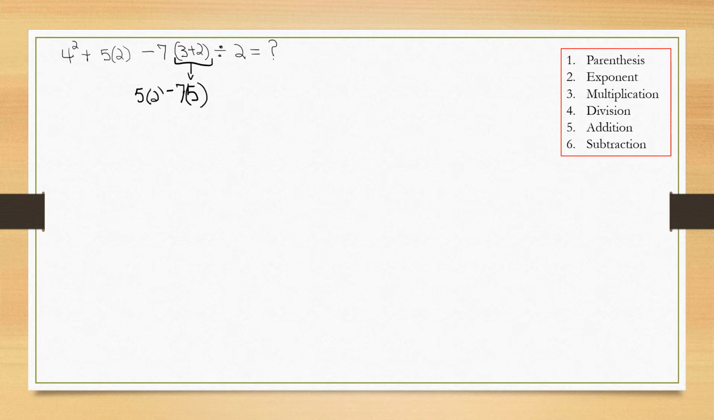Just rewriting the whole problem over again: 4 squared, divided by 2. Okay. So the next thing on our list is exponent. We have an exponent right here, which is 4 squared. So 4 squared is the same thing as 4 times 4. So 4 times 4, we get 16 plus 5 times 2 minus 7 times 5 divided by 2.